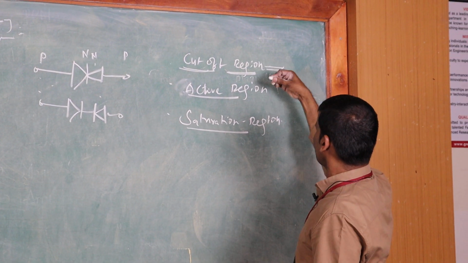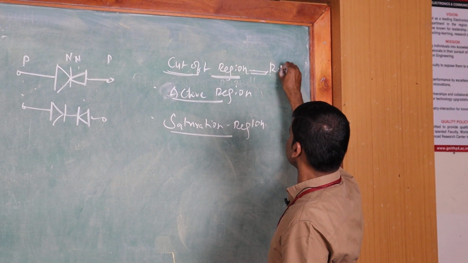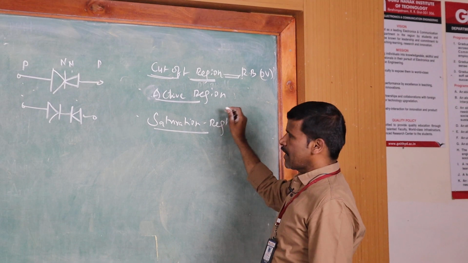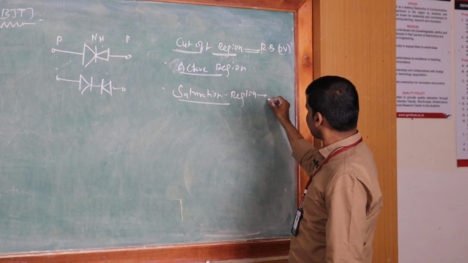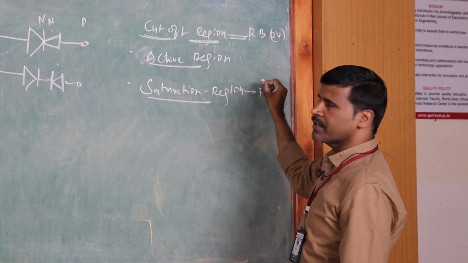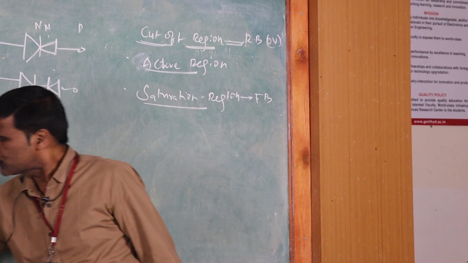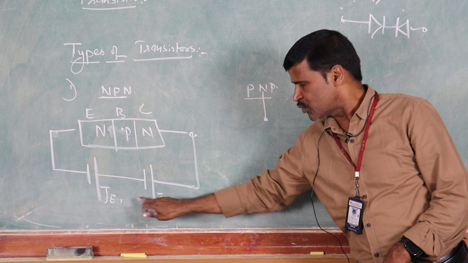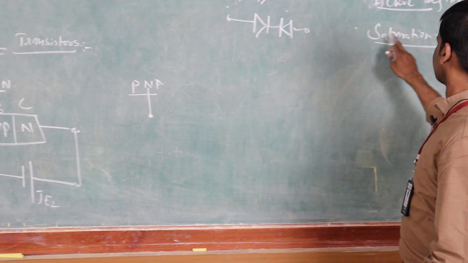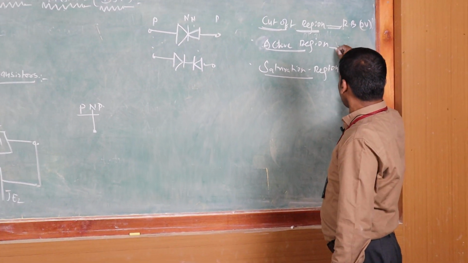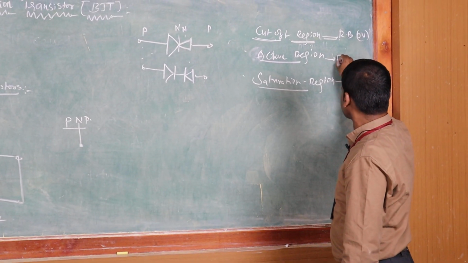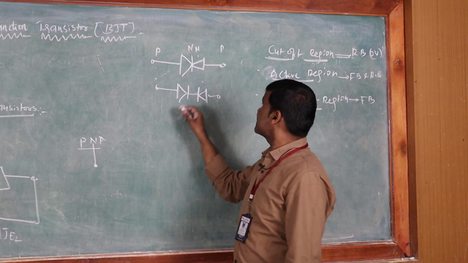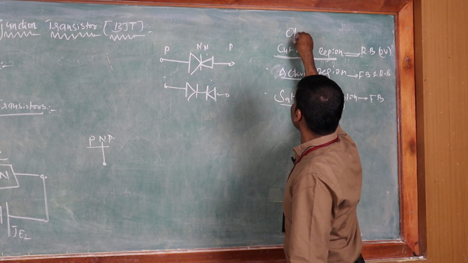In the cutoff region, both the junctions should be in reverse bias, meaning OFF, at 0 volts. In the saturation region, both the junctions should be in forward bias. In the active region, the input junction must be forward biased and the output junction must be reverse biased. So these are the operating regions of a transistor.